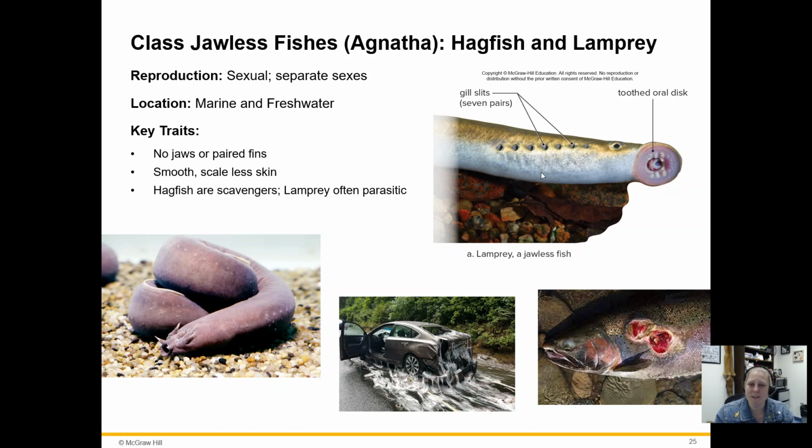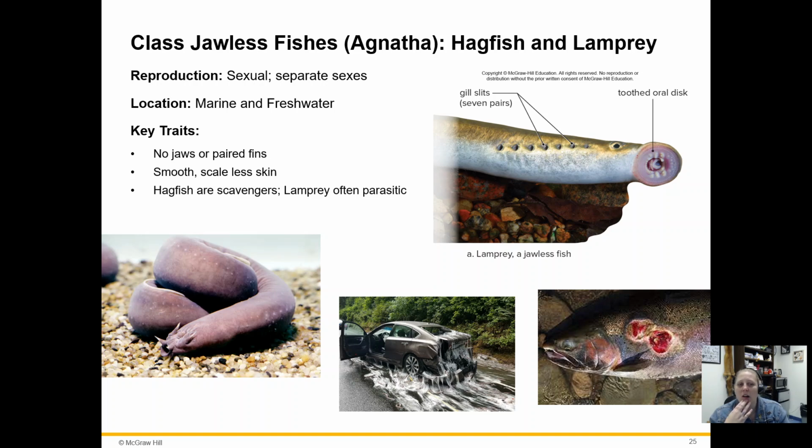Lamprey are parasites. They have a toothed oral disc with a rasping tongue inside. They have an anticoagulant in their saliva, and they actually do chew into fish. At the bottom, I have an image of a rainbow trout that has large circular wounds on it right behind the gill. That is where lamprey like to attach to their prey. They will rasp away some of that skin, and then they take in the blood and fluids as a nutrient source.